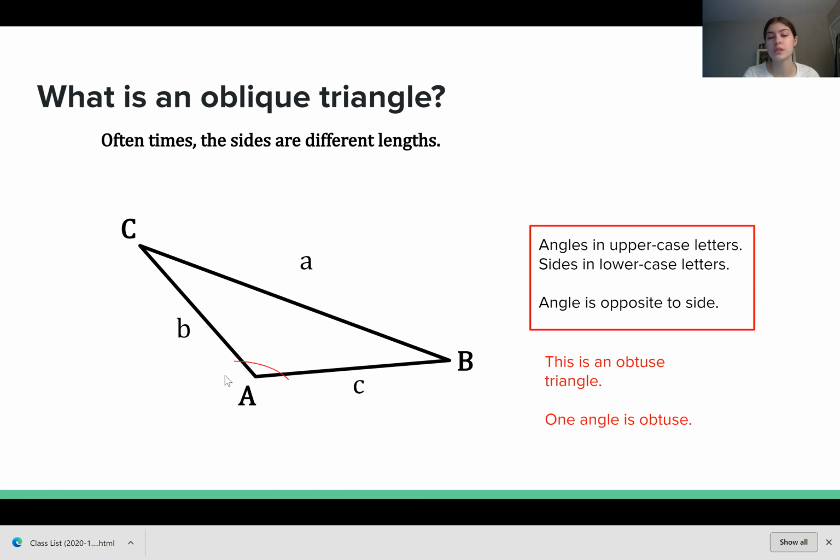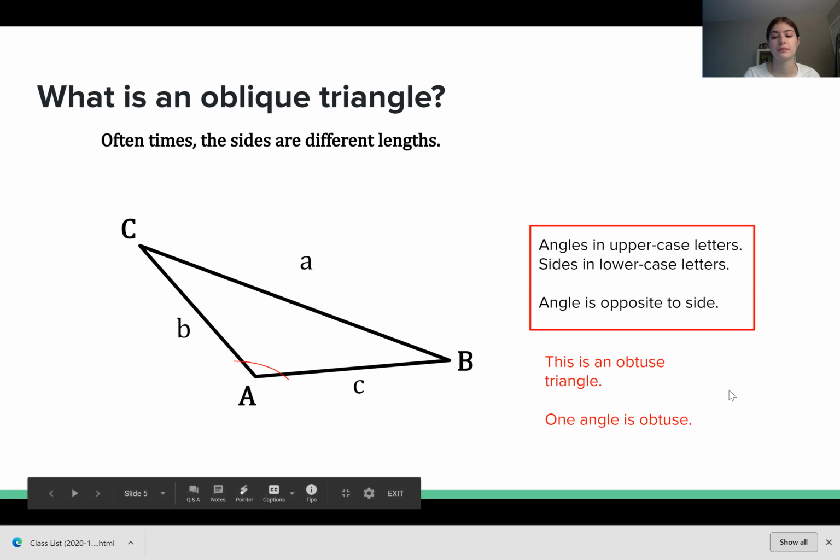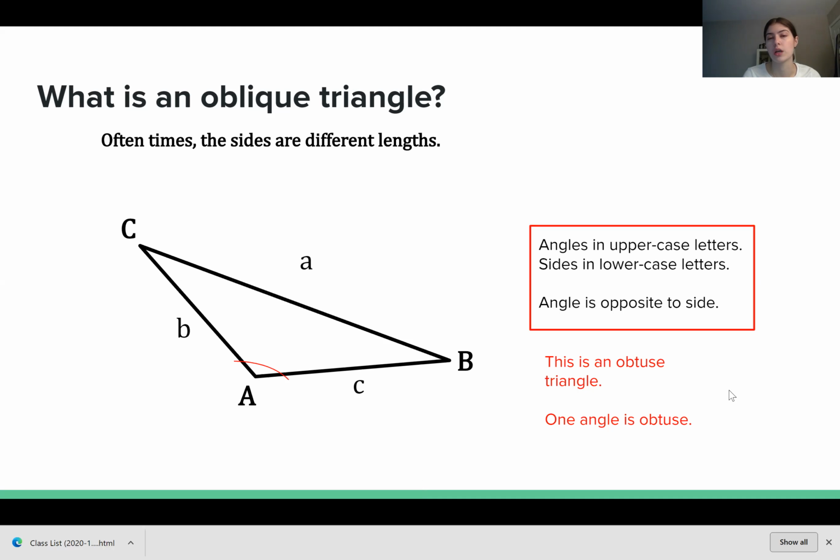Why is it obtuse? Because one of the angles in it is an obtuse angle. So angle A right here, you can see, is greater than 90 degrees. So this is an obtuse triangle. We're not going to do too many examples with obtuse triangles. Most of them we're going to keep as acute because we're trying to keep this unit as bare basic and as simple as we can, since we didn't have too much time to go over it.